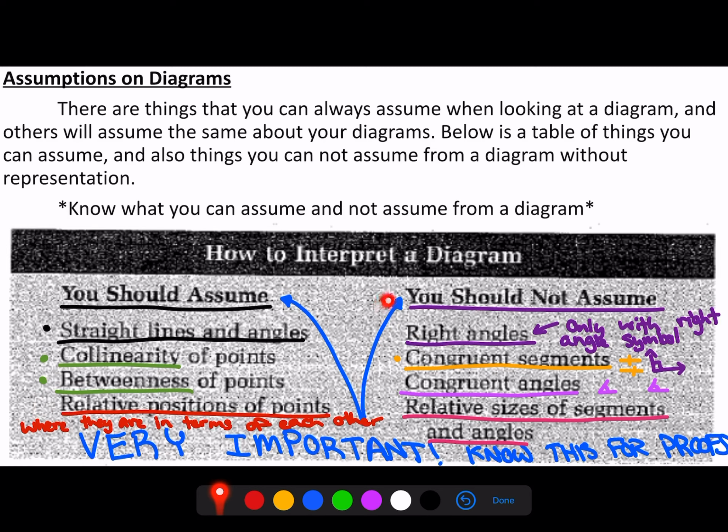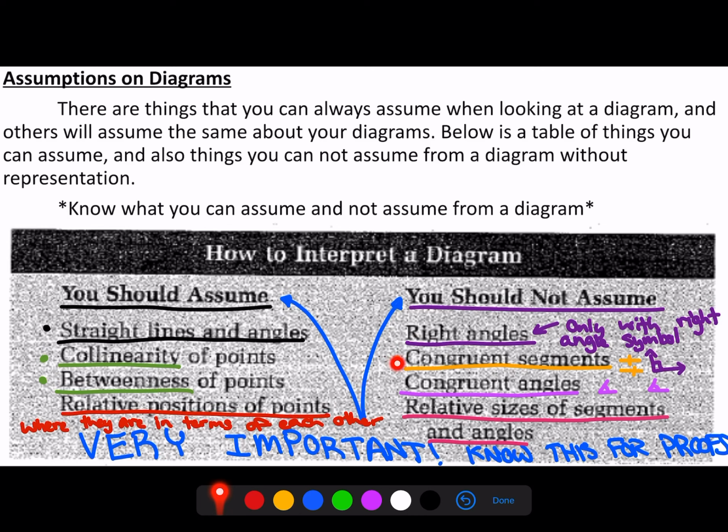Now, things I cannot assume. I can't assume right angles. In order for me to assume that I have a right angle, I must have that right angle box in there. If there's no right angle box in there, it could be 89 degrees for all I know. But if that right angle box is there, then I can assume it's 90. Without it, I can't assume anything.